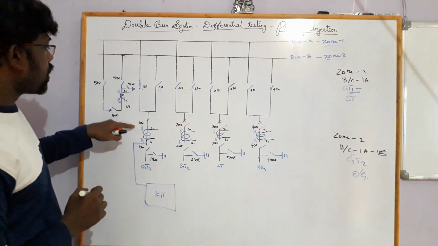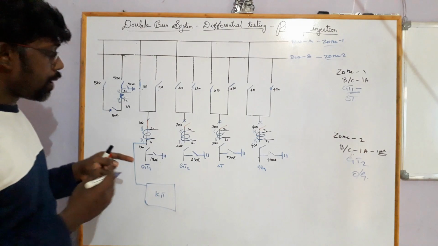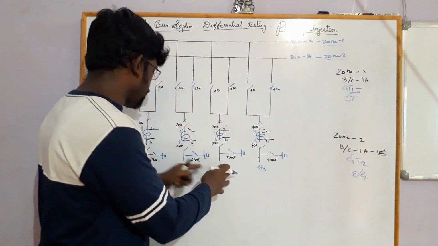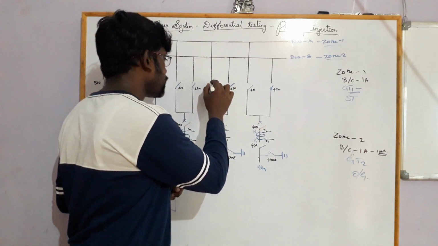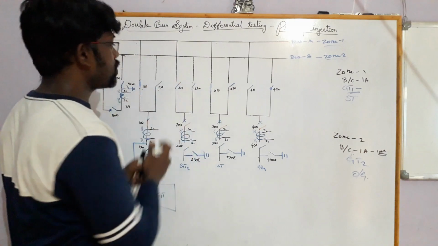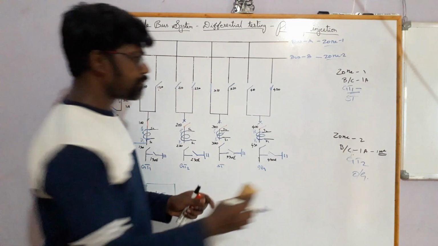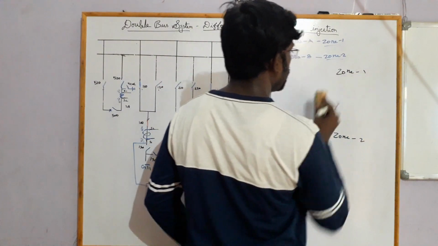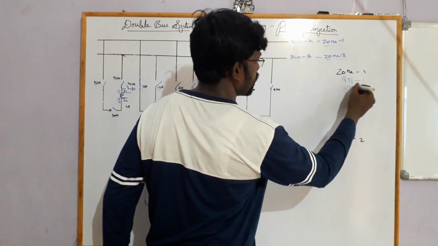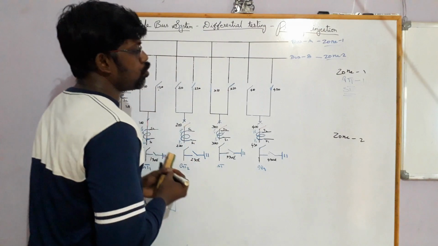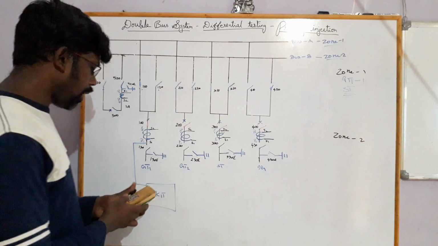So that means this feeder is connected to bus A. If I am going to test, for example, with GT1, the differential, I am going to close this isolator. When you close this isolator, the relay will consider GT1 and ST in zone 1. In zone 2, no element will be there because all other isolators are open.